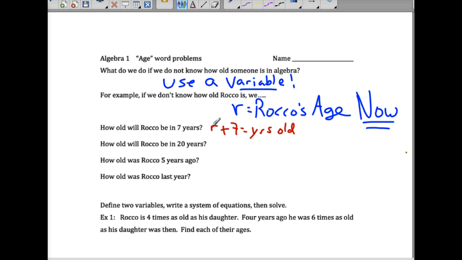How old will Rocco be in 20 years? Raise your hand, guys. Quinlivan, how old's Rocco going to be in 20 years? R plus 20.